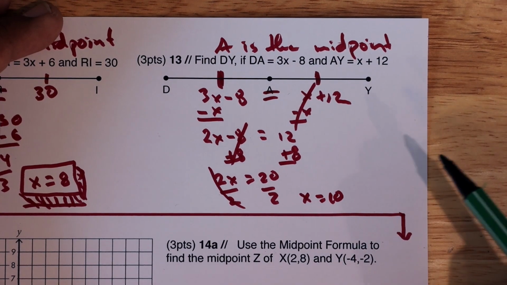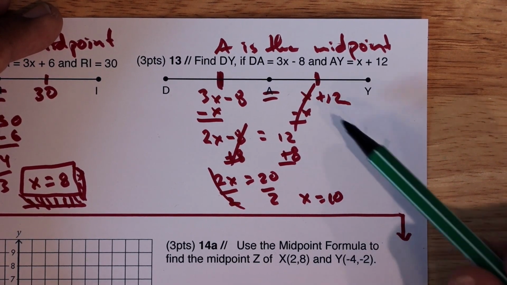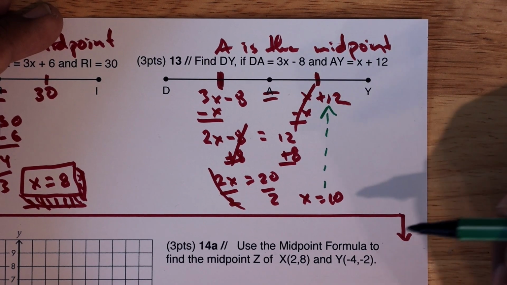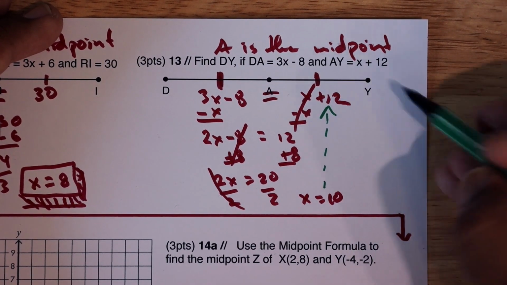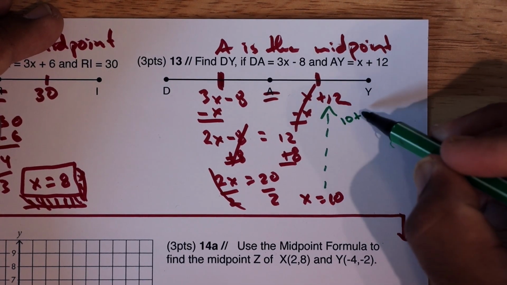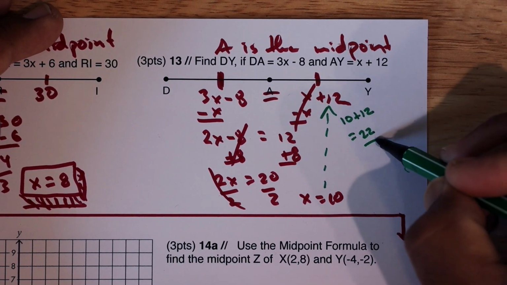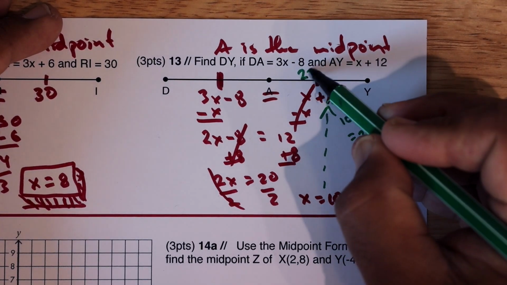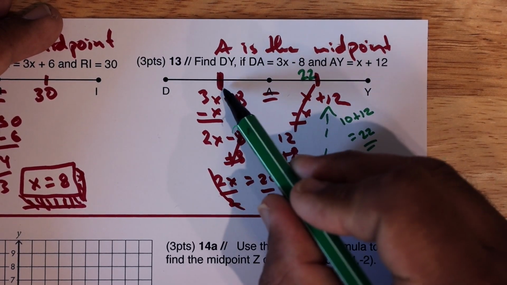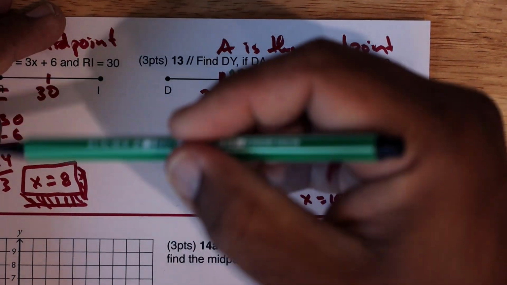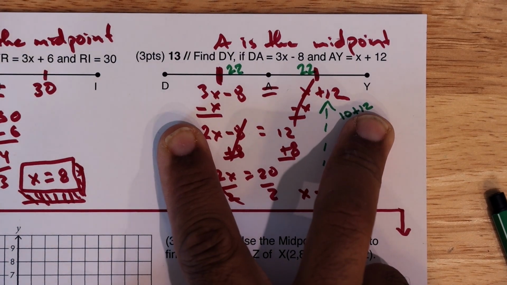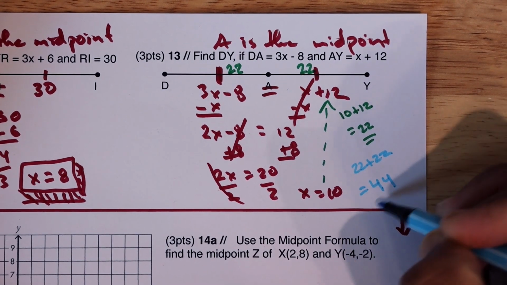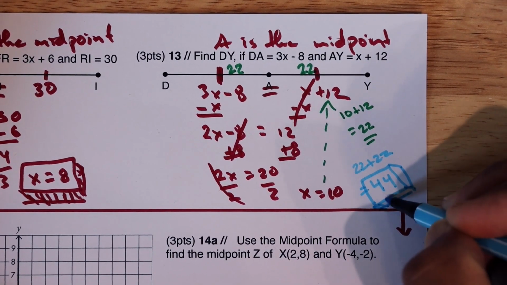So DY is this whole thing, and I know x. So I've got to take x and plug it back into something here so I can figure out an actual length. So I'm going to take it and put it in here. That looks like the easiest. So x plus 12 gives me this length. X is 10 now. Plus that 12 means I've got 22. But that's from the middle A to Y. So if that's 22, and that's the midpoint, this side is 22. So what's the length all the way across? I'm just going to add those two together. 22 plus 22 equals 44. And that's my final answer.